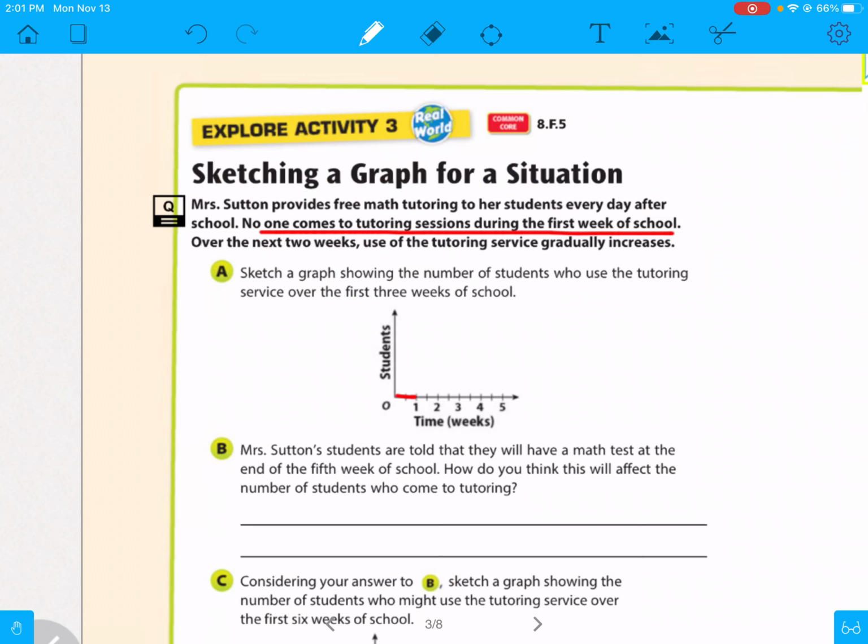Now I'll change colors. Over the next 2 weeks, the use of the tutoring service gradually increases. So I'm only going to go up to week 3. So it kind of gradually increases. So we just solved letter A.